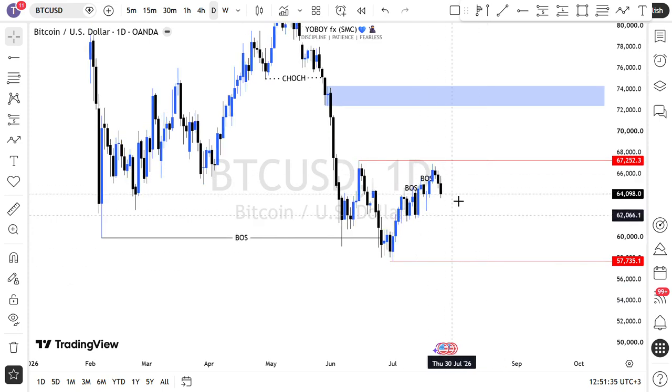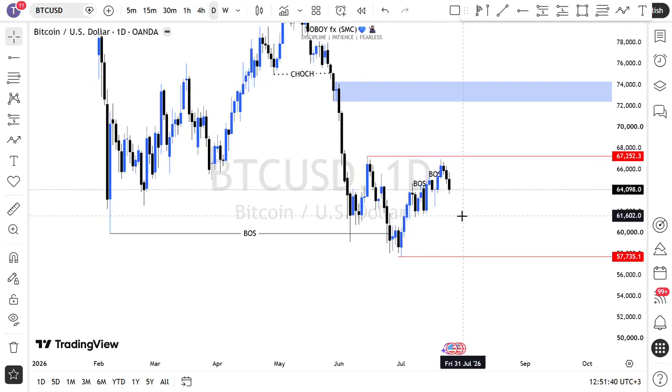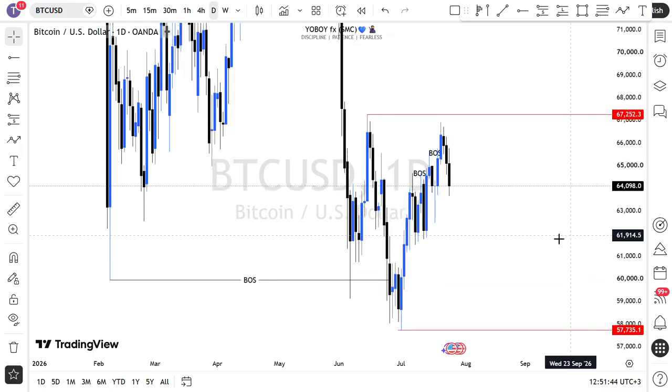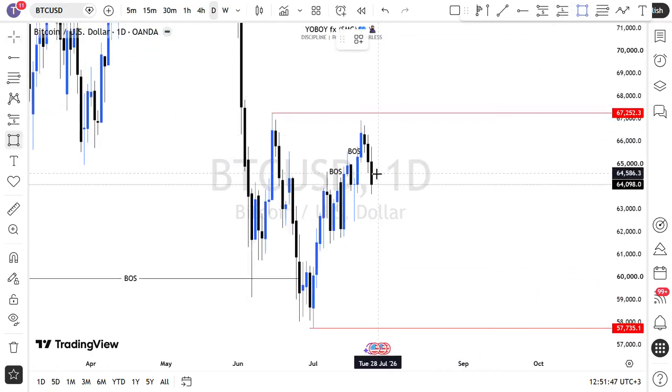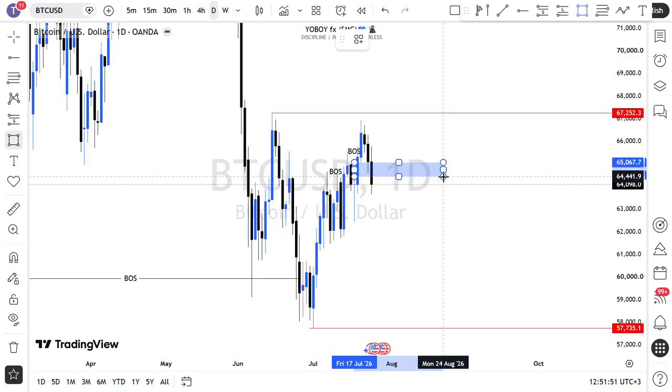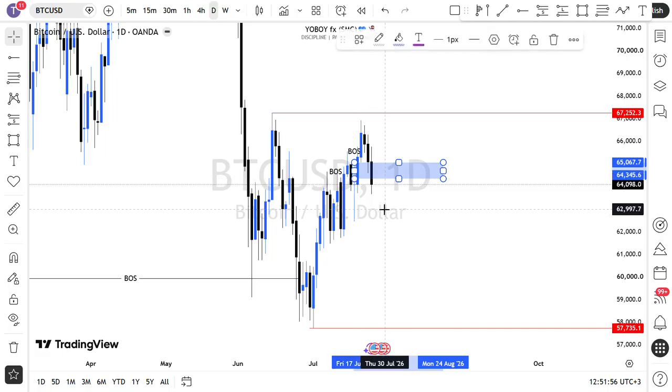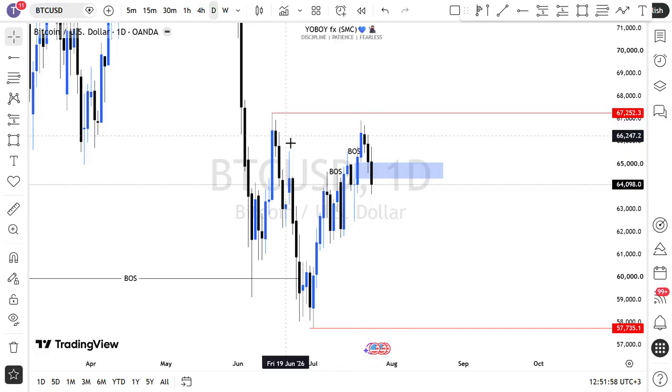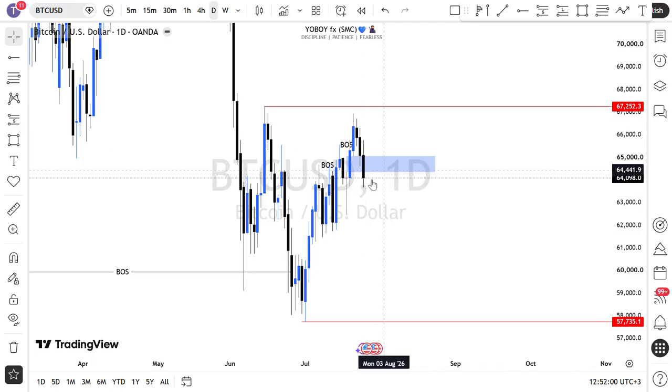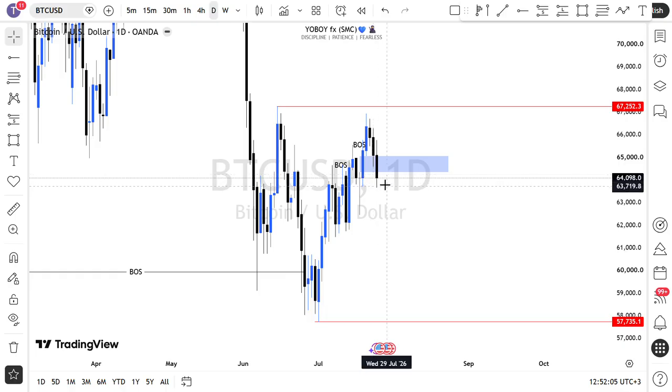But because we don't have a change of character yet, we must wait patiently to see if price will be reacting from this area here. So from our last video, I said that once price comes into this fair value gap and we have an opportunity, we look for our buys from that area to the upside. But price has come into this area, and we expect price to have a change of character before we take any trade opportunity from this area, to the upside or to the downside.